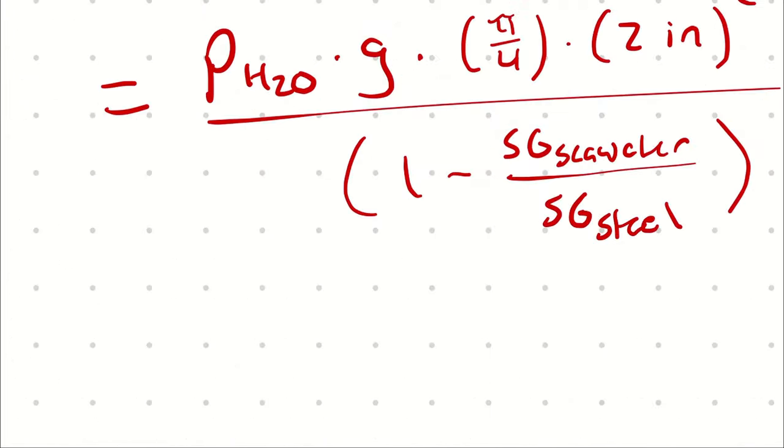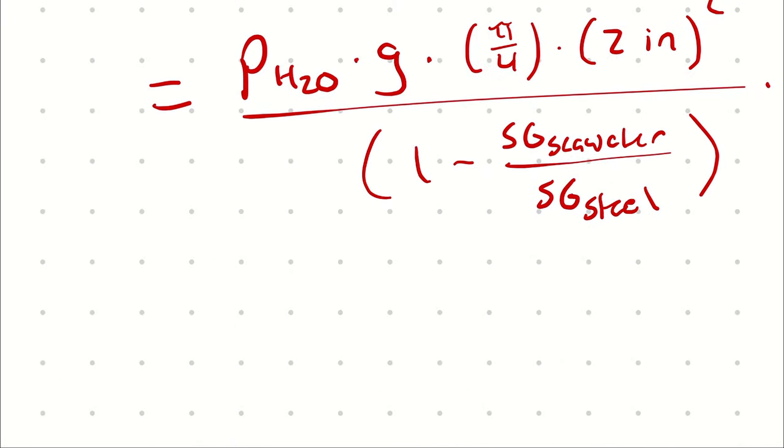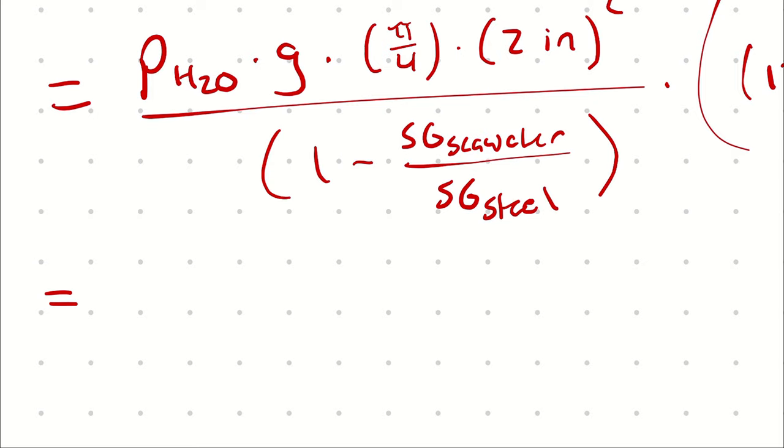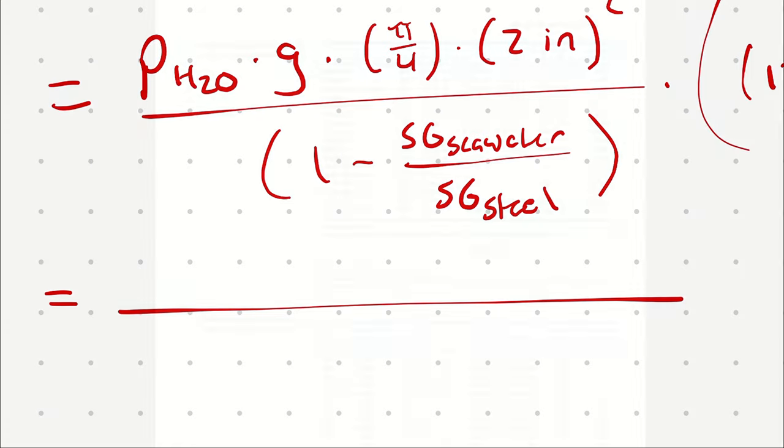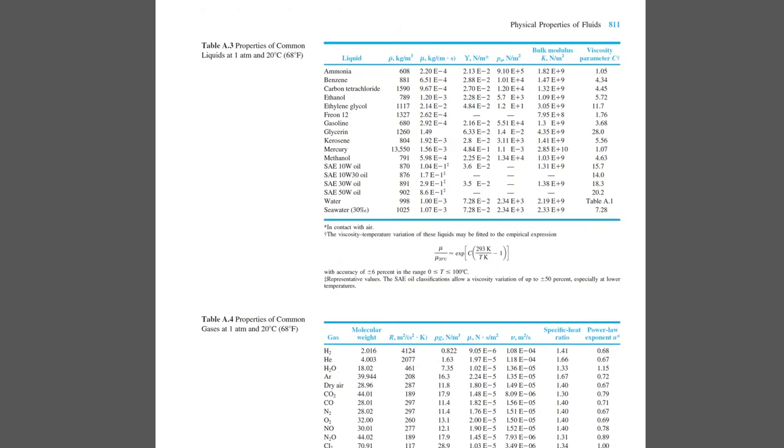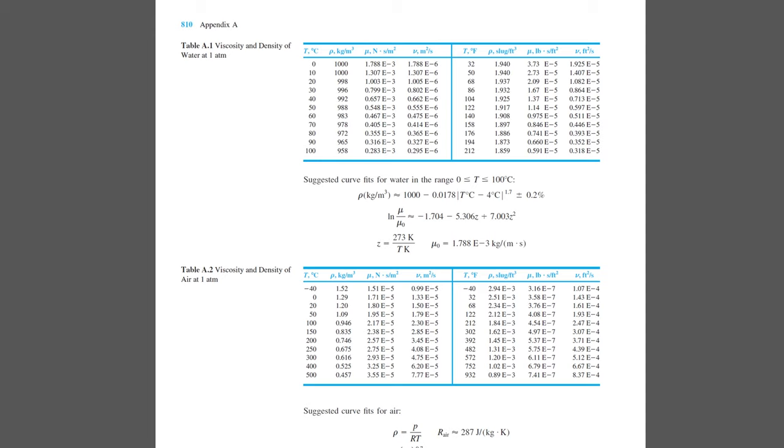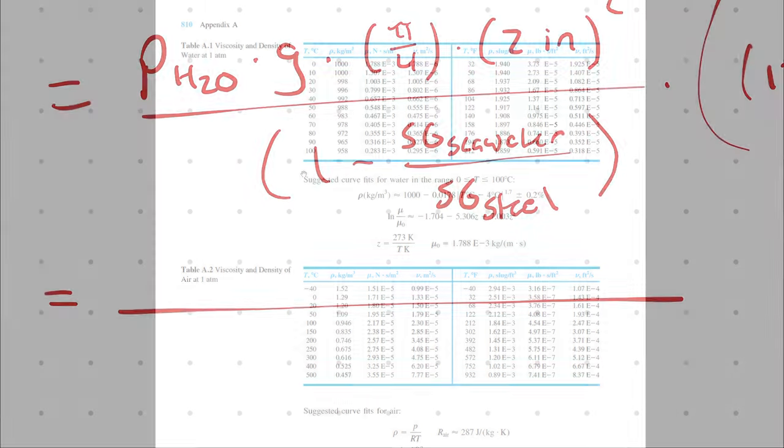Now, let's start computing. So I'm going to start plugging in numbers for real here. We have the density of water at standard temperature and pressure. We're going to go look that up in table A1. Are you ready? Here we go. Table A1, it is at 20 degrees Celsius and 1 atmosphere. Density of water is 1.937 slugs per cubic foot.